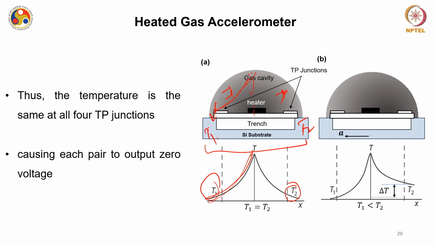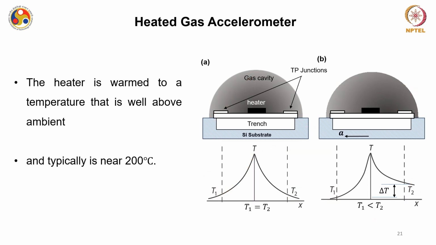Now when it is accelerated towards the left and the hot gas is accumulated on the right, the profile is not symmetric. Now T1 is at the colder junction, while T2 or J2 is at the higher temperature, the hot junction, which means that definitely T2 is higher than T1. So T2 minus T1 is definitely greater than 0.